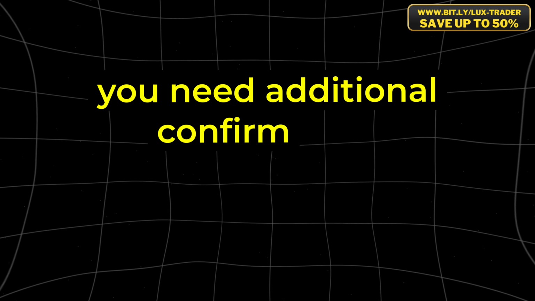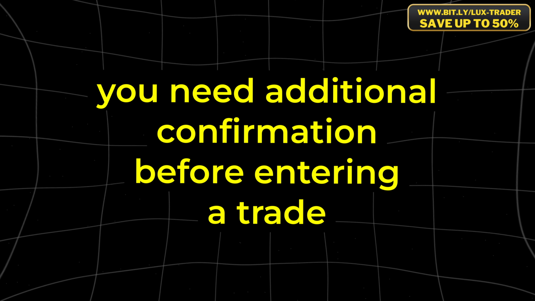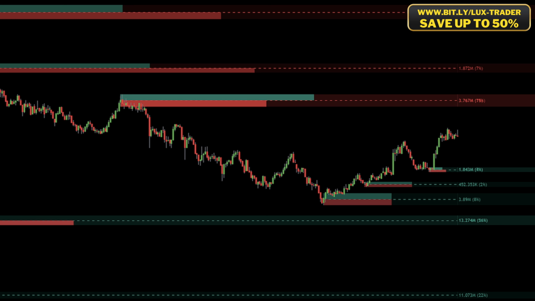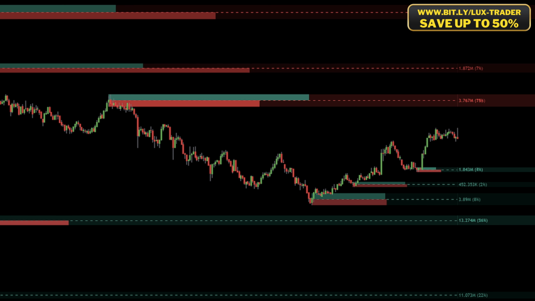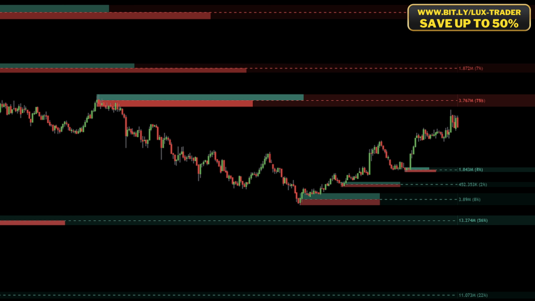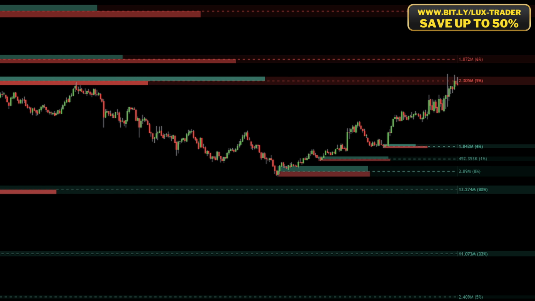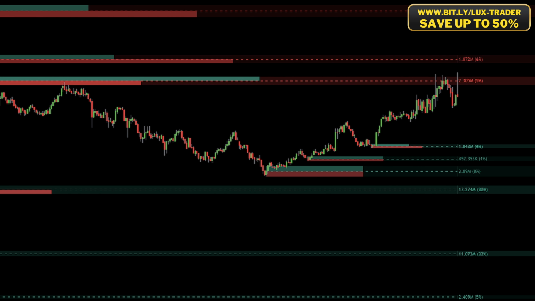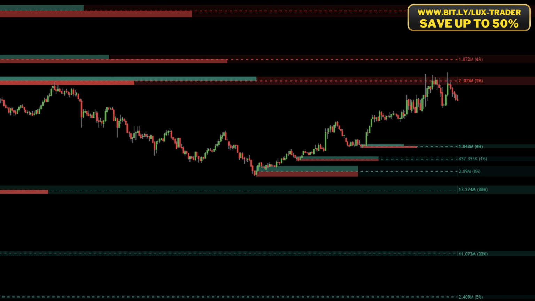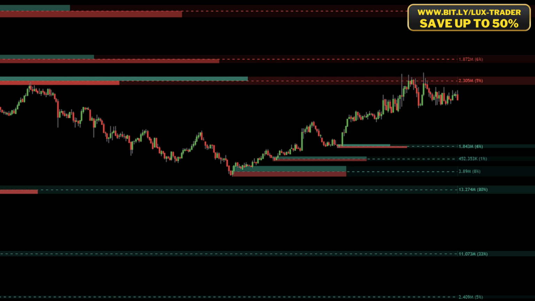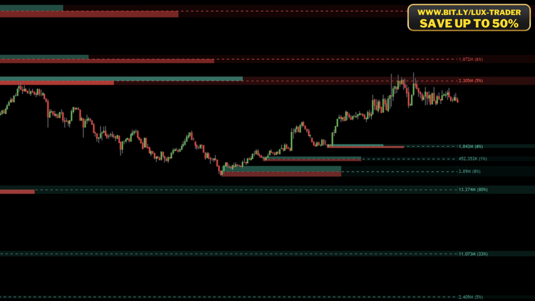However, you're going to want to make sure to have additional confirmations before entering a trade. So, watch for the price to test these blocks. Use the order blocks as your first confirmation method to identify potential entry points. When the price tests a bullish order block, consider it as a potential area for buy trades. Conversely, when it tests a bearish order block, consider it as a potential resistance area for sell trades, and always look for further confirmations before making your move.